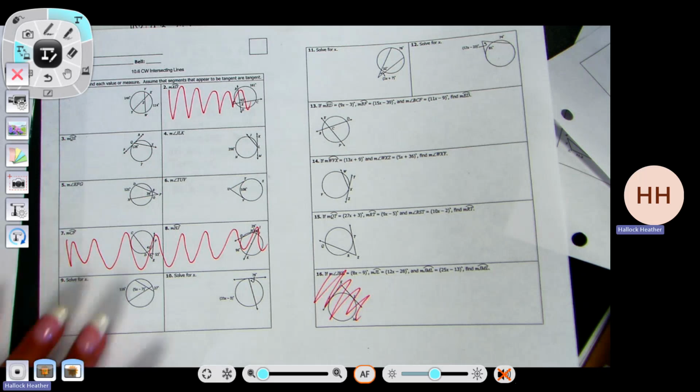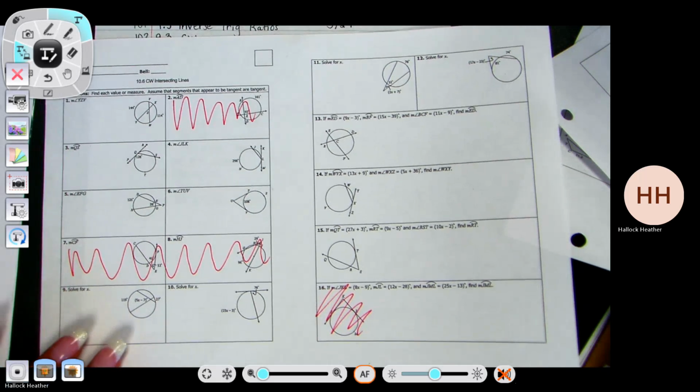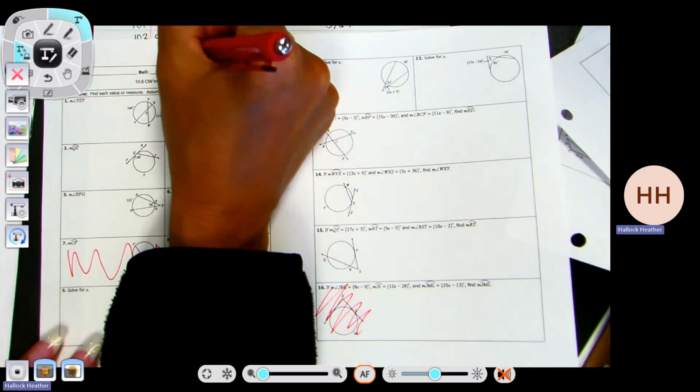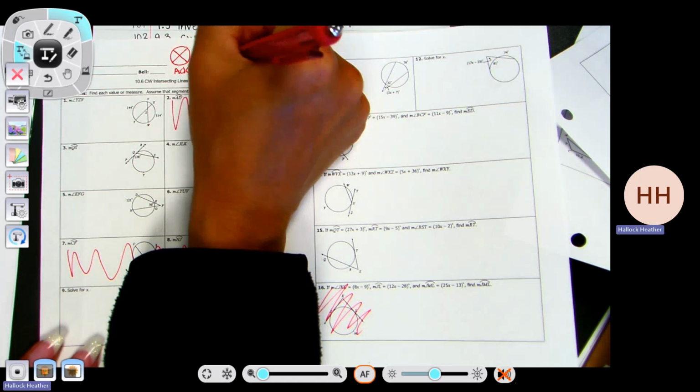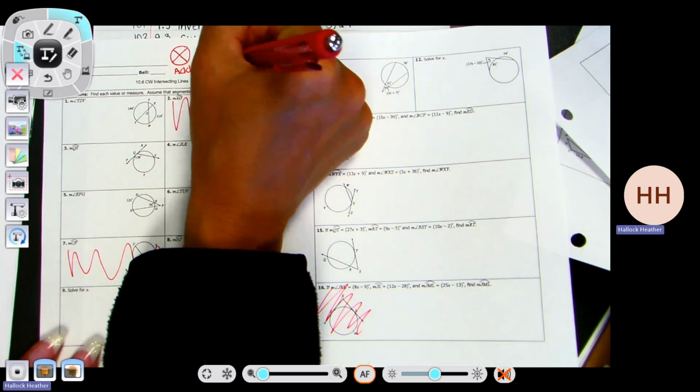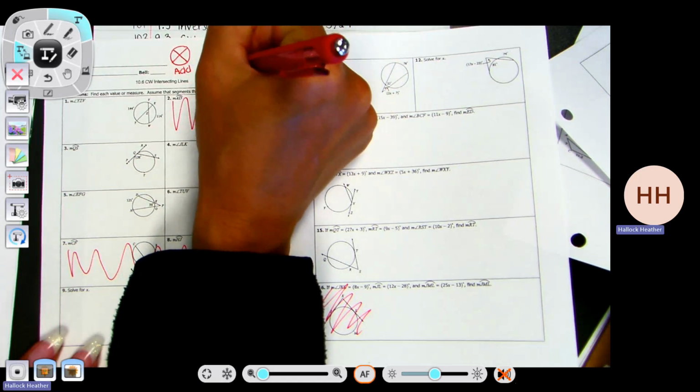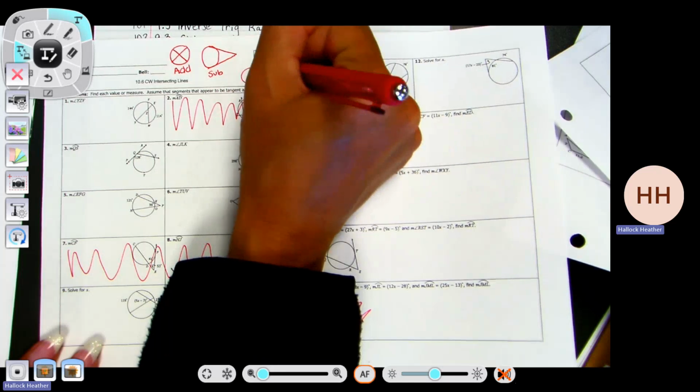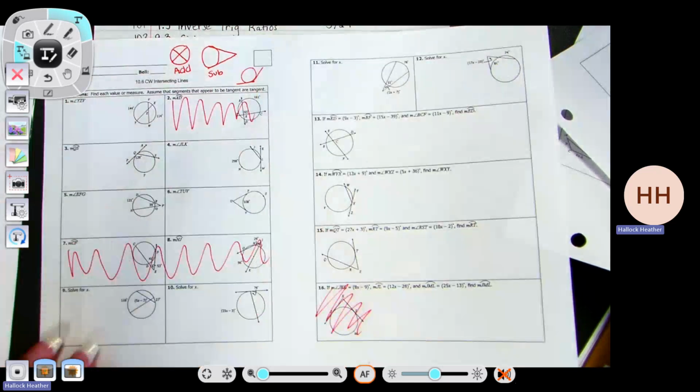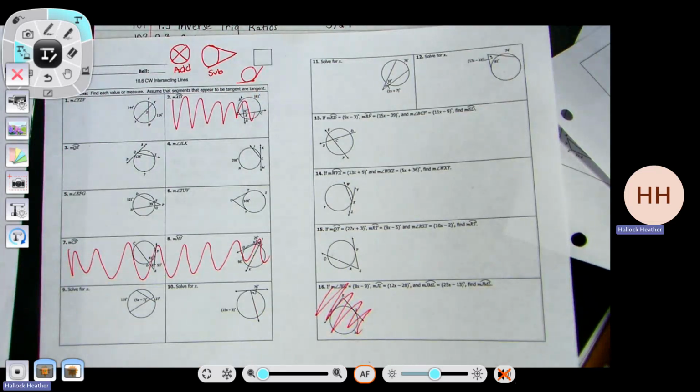We learned about 3 things yesterday. If they cross on the inside, like this, you add. If it crosses on the outside, you subtract, and if it's on the side, you just divide. So which one looks hard? Number 6? Okay, we'll do 2.